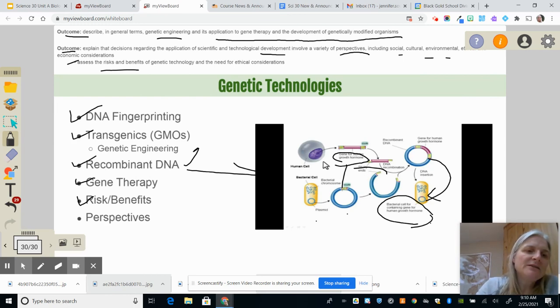And then the last slide in the very last lesson was on the perspectives, and that's these different perspectives. And in the actual slide presentation for this review, there are 3 more slides with some questions on genetic technologies and some of these perspective questions. Make sure you review those. The answers are down below on each slide.